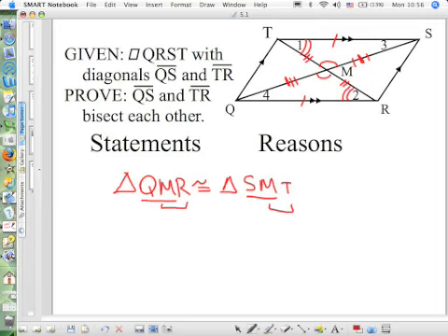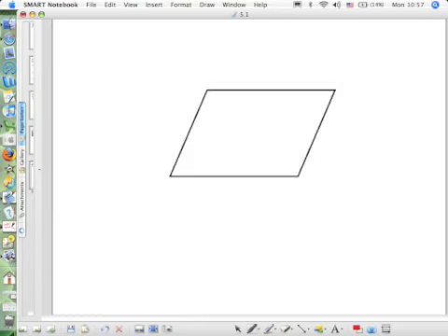Well, if TR is cut into two equal segments at point M, then point M is also the what? Midpoint of that line segment. So we have just proven that these two diagonals cut each other through their midpoints, which means they bisect each other. Okay? So now we have that theorem. We've proven it, so we don't have to go through all this hubbub in order to get there. So what we know when we see a parallelogram is very nifty. Is that CPCTC? No, definition of bisectors. Okay?